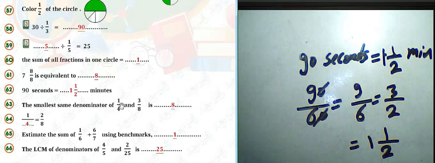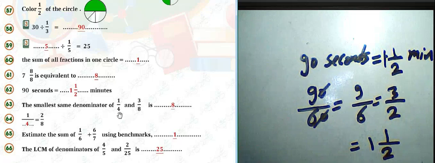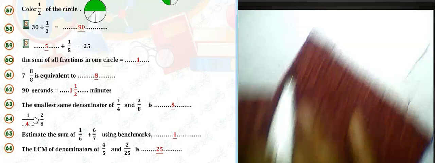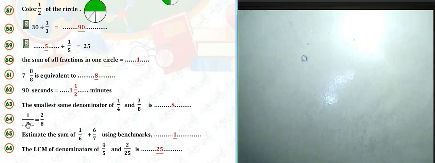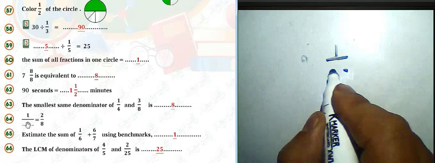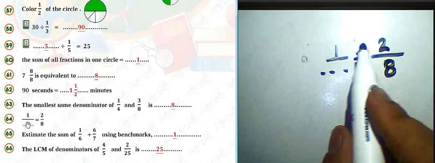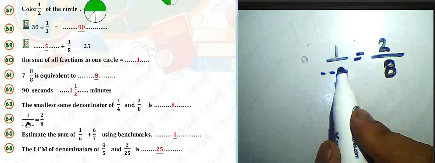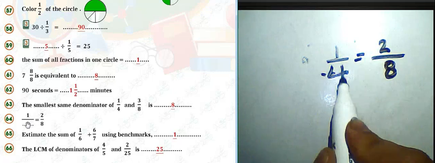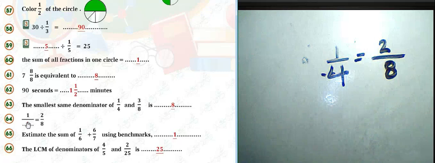The smallest common denominator of 4 and 8 is 8, because 8 can be divided by 4. And here, 1 over 4 equals 2 over 8. 2 divided by 2 equals 1, and 8 divided by 2 equals 4. We must write 4 here.